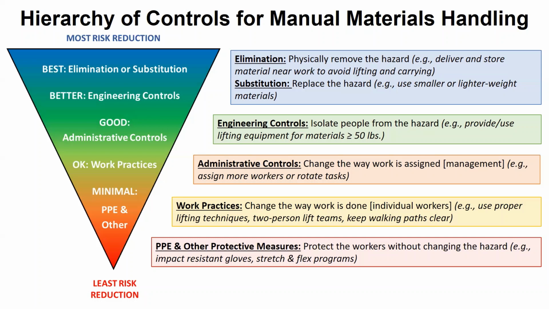Scheduling, or what is more commonly called administrative controls, shares the work between workers. Work practice controls are the best methods to perform the task. Examples include using safe lifting techniques or team lifts. PPE and other protective measures is the lowest control that offers the smallest benefit. Examples include knee pads or stretching exercises. If you have no other option, stretching exercises may be helpful.